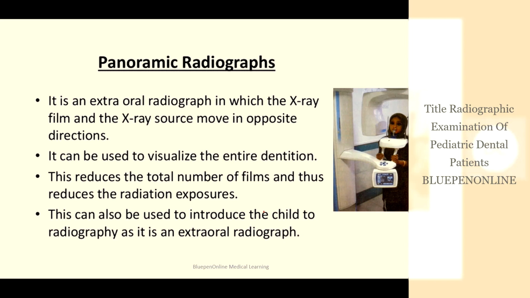Coming to extraoral radiograph, the most commonly used extraoral radiograph is the panoramic radiograph or the orthopantomograph. So it's an extraoral radiograph in which the X-ray film and the X-ray source will move in opposite directions. So when the X-ray source moves to the right side, the film will be moving to the opposite side. This is used to visualize the entire dentition and reduces the total number of films and thus reduces the radiation exposure. This is also used to introduce the child to radiography as it is an extraoral radiograph.